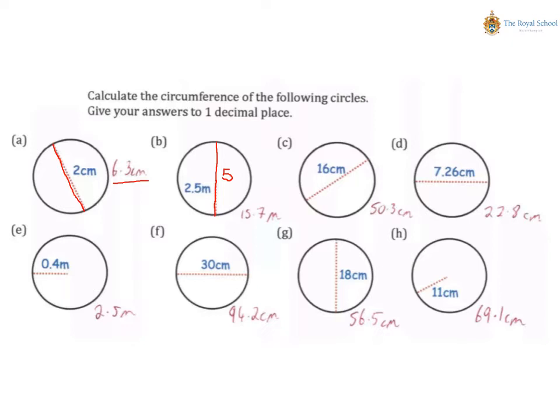So C, we have a diameter, that's fine. We can do pi times 16. D, we have a diameter, that's fine. We can do pi times 7.26. But part E, we have a radius again, so we need to work out what the diameter is by doubling it. So our diameter here is going to be 0.8, so pi times 0.8, and so on.